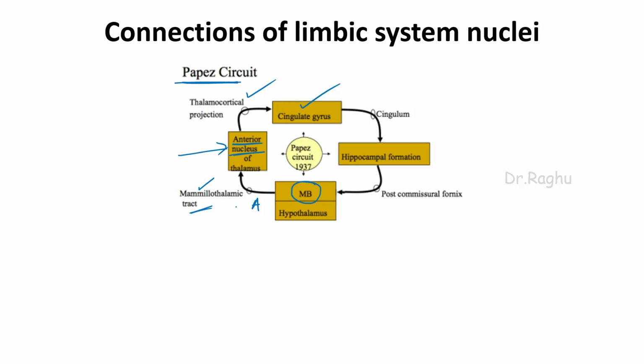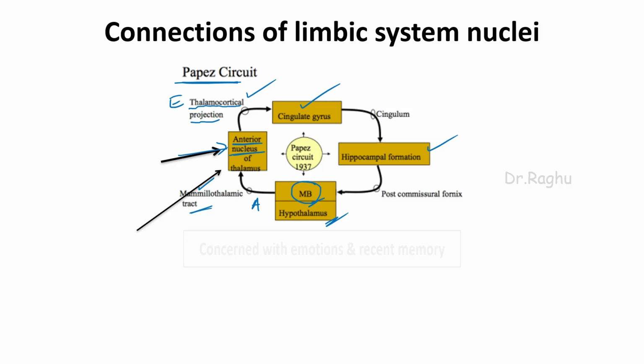So the afferents are the mammillothalamic tract, and the efferents are the thalamocortical projections which are projecting to the cingulate gyrus. And we all know that the cingulate gyrus again projects to the hippocampal formation, and from the hippocampal formation the fibers are again coming back to the mammillary body as well as to the hypothalamus, and this forms a circuit which is called the Papez circuit. So if we just remember that the anterior nucleus of the thalamus is part and parcel of the Papez circuit, things will become very easy.